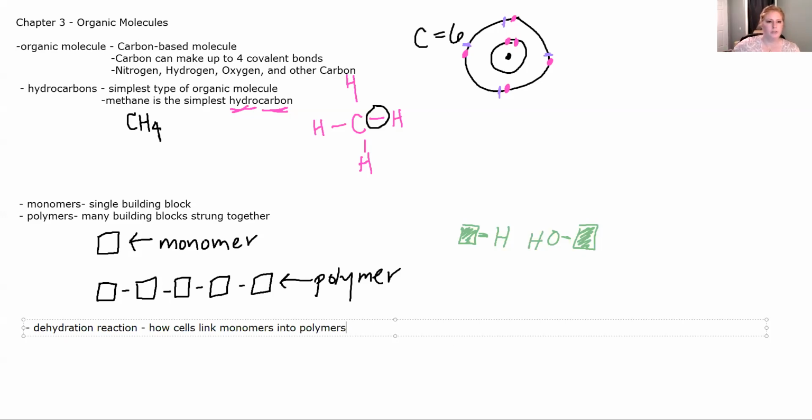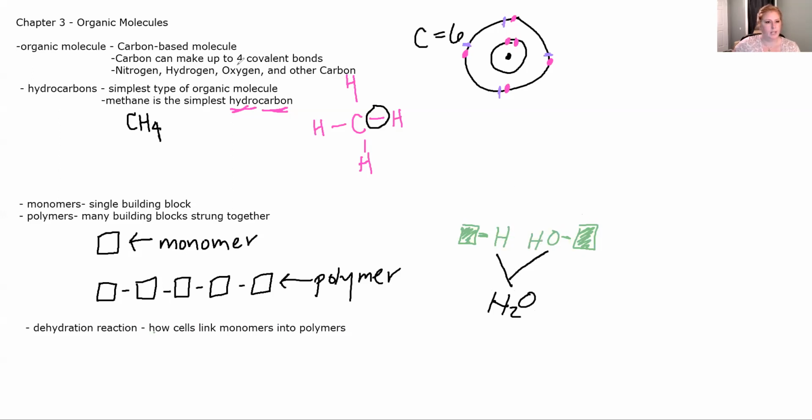So in a dehydration reaction, what's going to happen here is that we're going to remove water. Isn't that what dehydrate means? It means to remove water, right? Well, that's what's going to happen. The way that cells remove the water is by taking this hydrogen from one monomer and this hydroxyl group from the other monomer, and it joins them together. And hey, what do you know? We just made water.